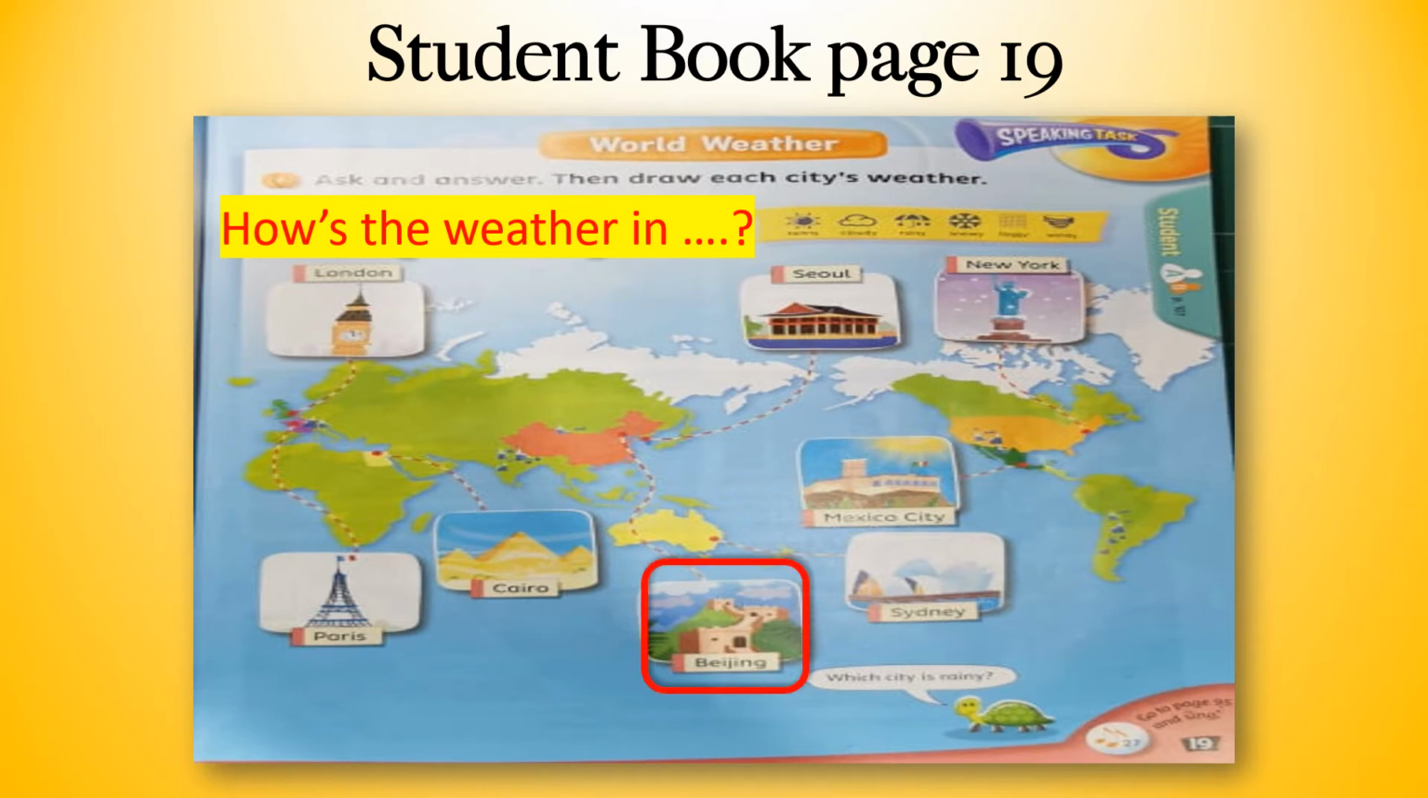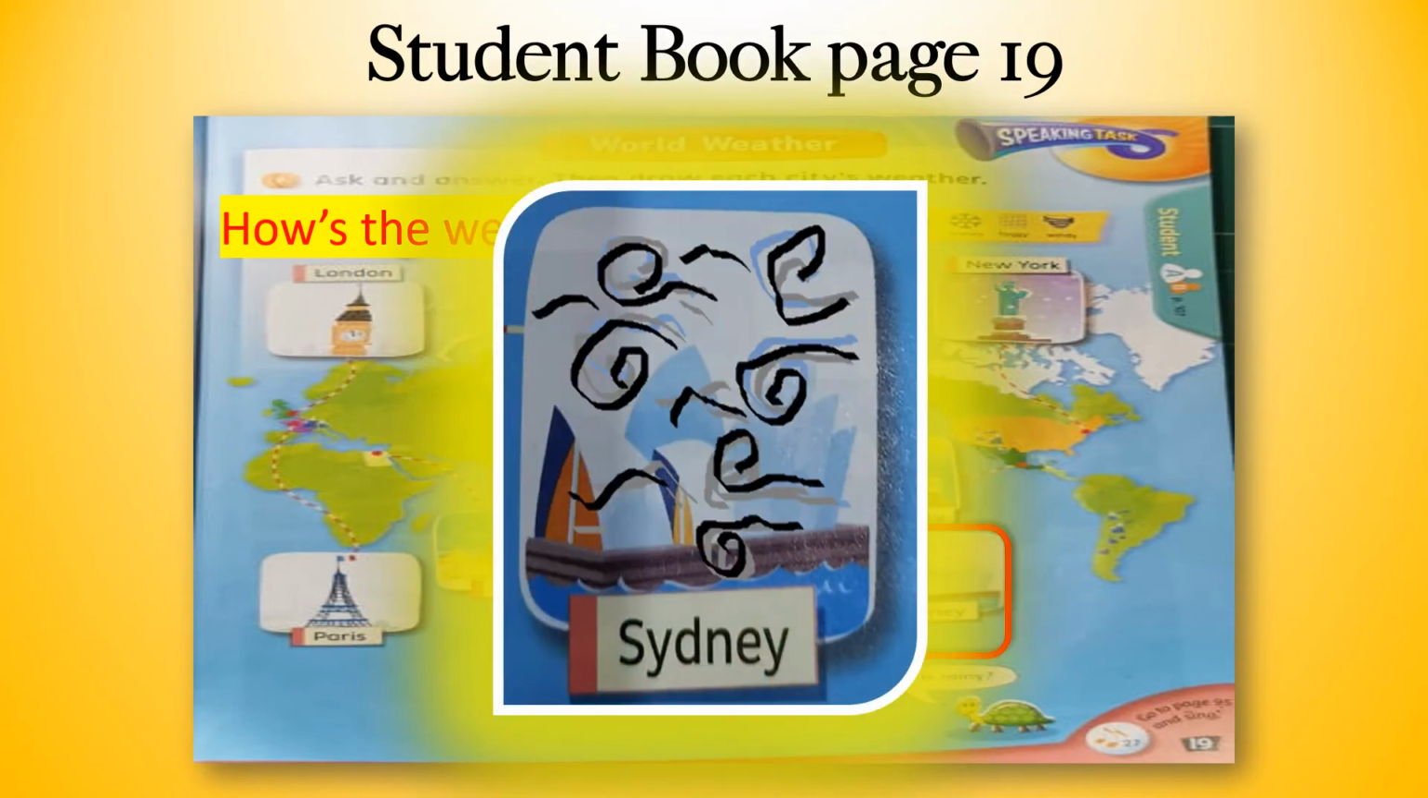How's the weather in Beijing? It's cloudy. How's the weather in Mexico City? It's sunny. And the last one, how's the weather in Sydney? Now Sydney does not have any weather in the picture, so I asked you to draw windy. Does your picture look something like this? How's the weather in Sydney? It's windy.